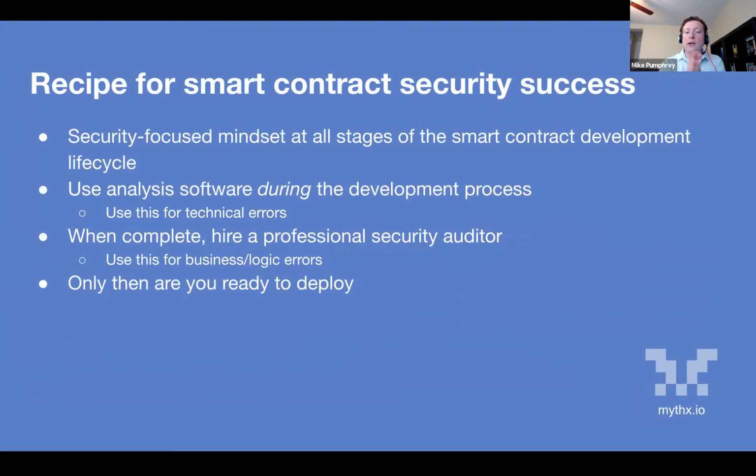Once your project is nearing completion, then we recommend you can get a human auditor involved that can audit for business and logic errors and the things that an automated service might not be able to detect. And only then are you able to deploy your smart contracts to the blockchain.